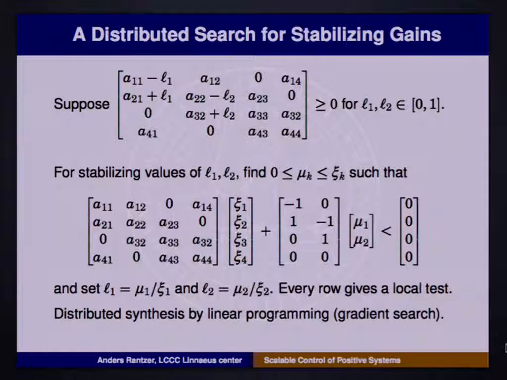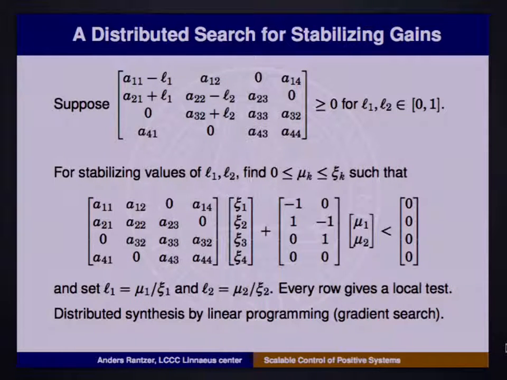So now it's nicely convex, and we have efficient algorithms. Actually, by exploiting the sparsity of the matrix, like before, we can run a distributed optimization algorithm and get very nice scalability also for the synthesis part. And once you have found a solution, you can divide the mu with xi to get the desired gains.